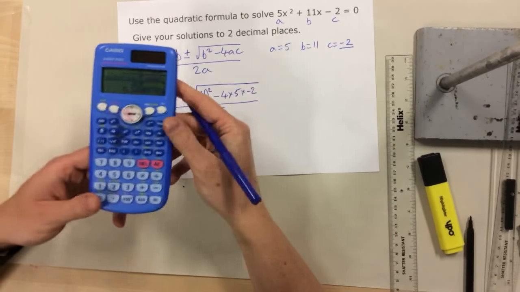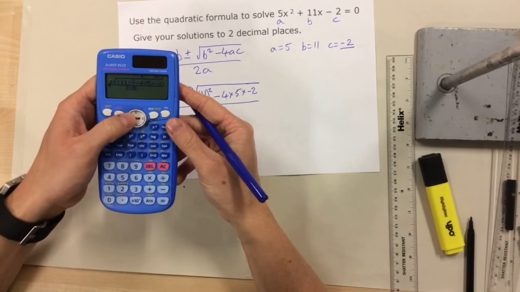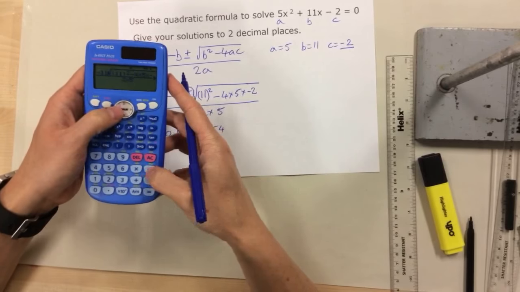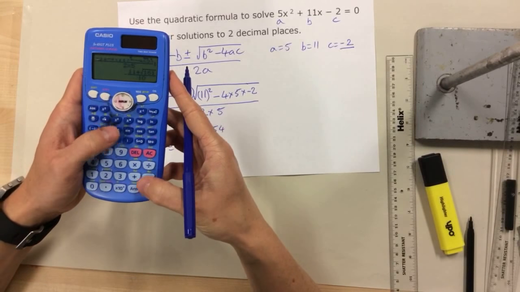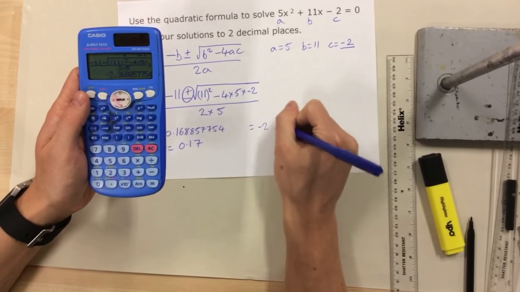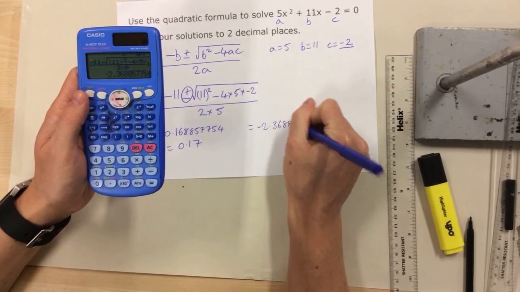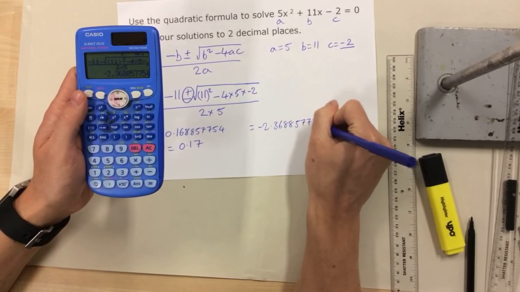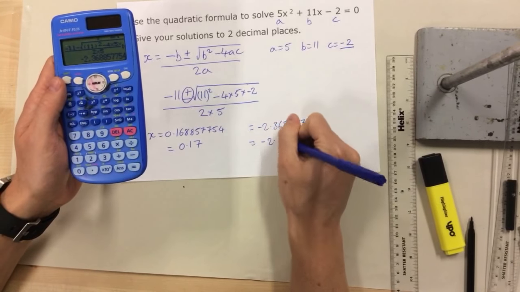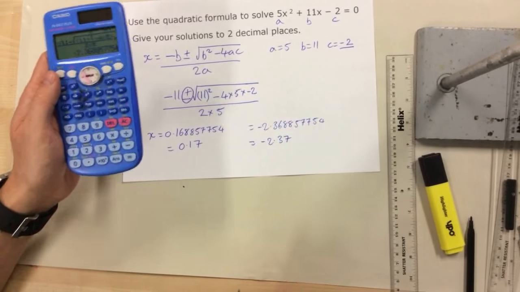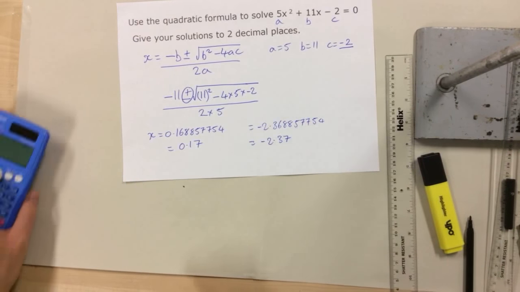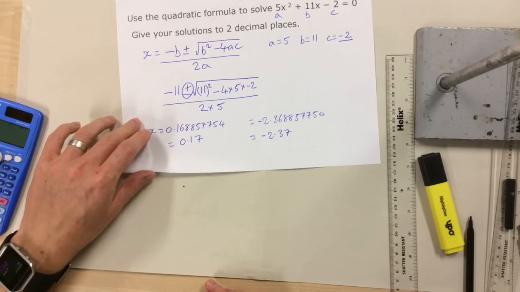I'm now going to press my left button to go all the way back, and I'm going to just swap that plus for a minus. I'm not going to write it all out again because that's a waste of time. And my other answer then will be negative 2.3688577754, or to 2 decimal places, negative 2.37. And they are my 2 solutions for that. Okay, remember those 2 solutions are where the graph crosses the x-axis.